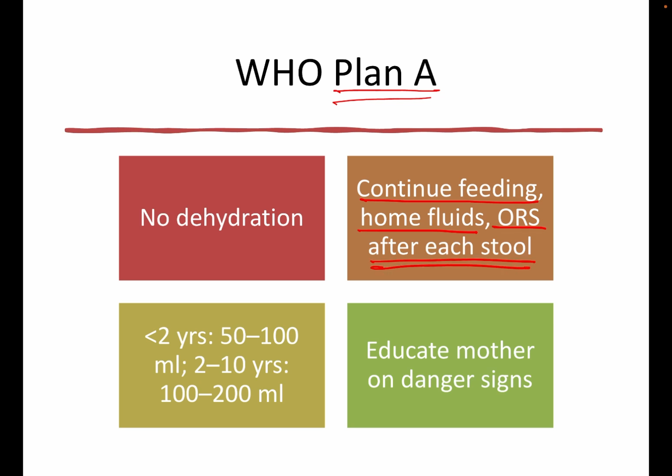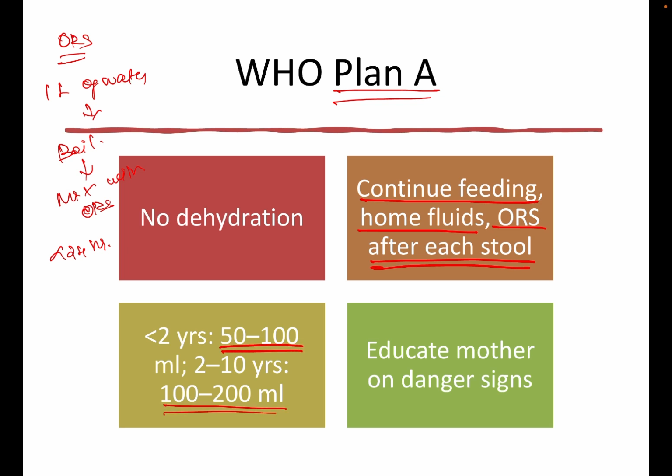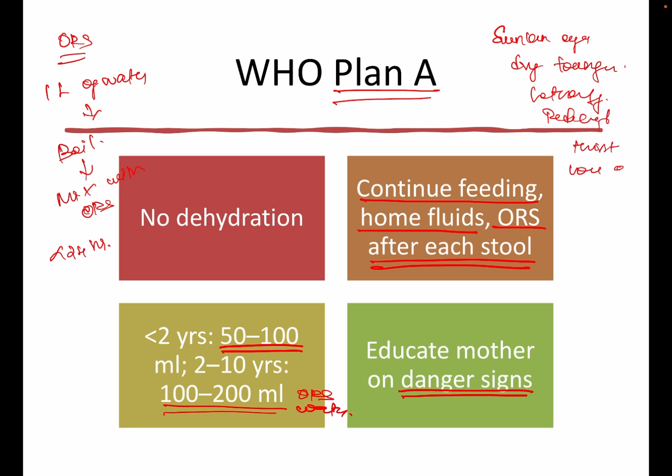So how to prepare ORS? ORS has to be prepared by taking 1 liter of water and boiling the water. After boiling, mix it with ORS. Each preparation has to be used within 24 hours. A child less than 2 years has to be given 50 to 100 ml. A child 2 to 10 years has to be given 100 to 200 ml of ORS water after each episode of stool. And you have to educate the mother regarding danger signs, which include sunken eyes, dry tongue, lethargy, reduced thirst with loss of consciousness.